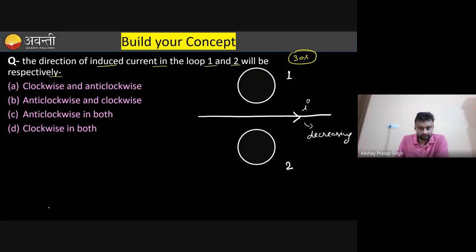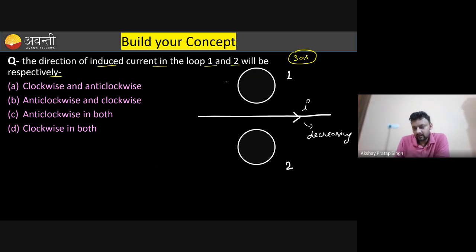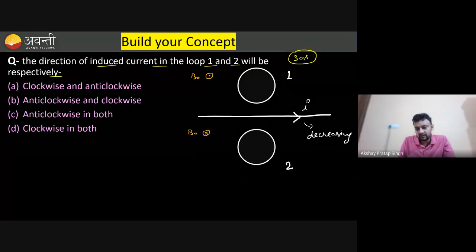Look. First of all, locate the original field, and if you look at the diagram, what will be the original field using the right hand thumb rule? Who is creating the field? The long wire is creating the field, and you can use your right hand. Then in this loop 1 region, the original field is outward, and in this region, the original field is inward. This is the original field.